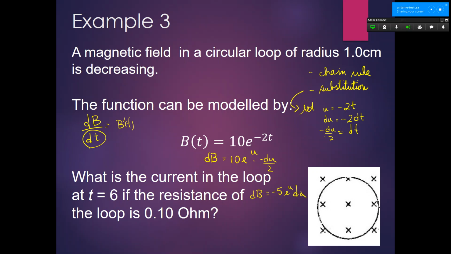How did I get from here to here? It's the derivative. So the derivative of u is du, and the derivative of negative 2t is negative 2 dt. Negative 2t is negative 2 dt.